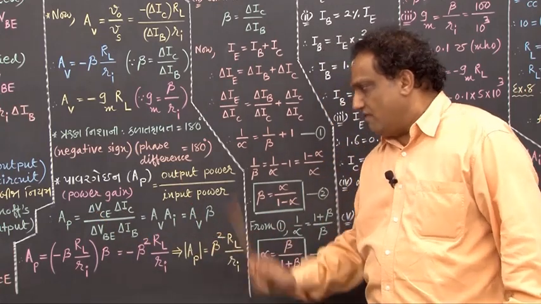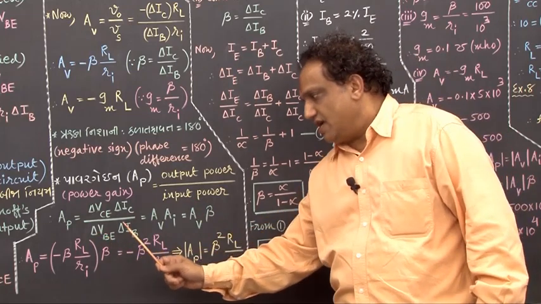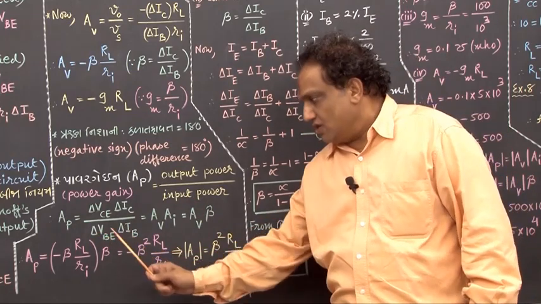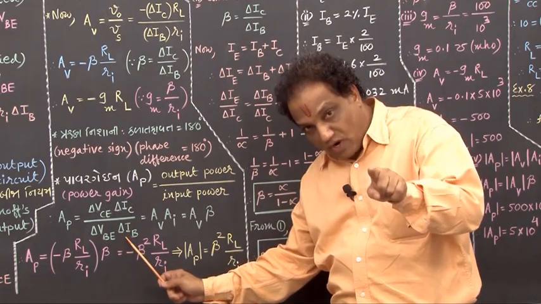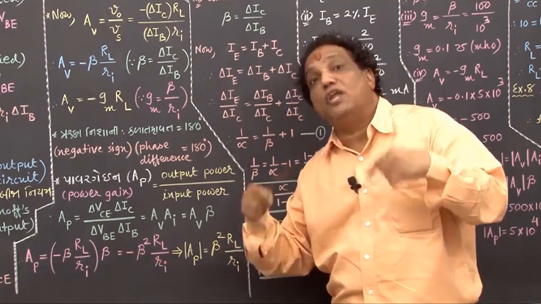Similarly, what about input power? Change in base voltage into change in base current. You know voltage into current will give you power, but because these two quantities belong to the input part of the circuit, this product will give you input power.